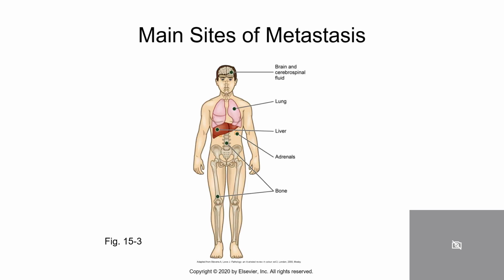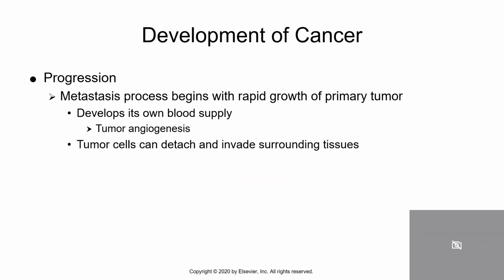Main sites of metastasis are shown in the slide: brain, cerebral spinal fluid, lung, liver, adrenals, bones. Those are the areas that are most frequently found to be areas of metastasis. In the progression phase, that metastasis process is going to begin with the tumor rapidly growing. It's just growing, growing, growing. It's getting its own blood supply. It's detaching and going around and invading other areas and tissues.